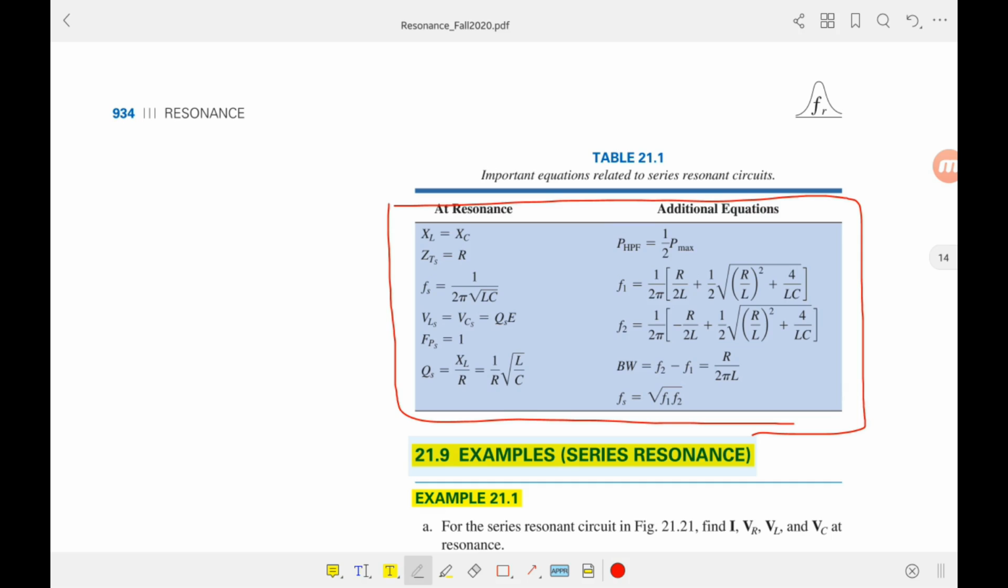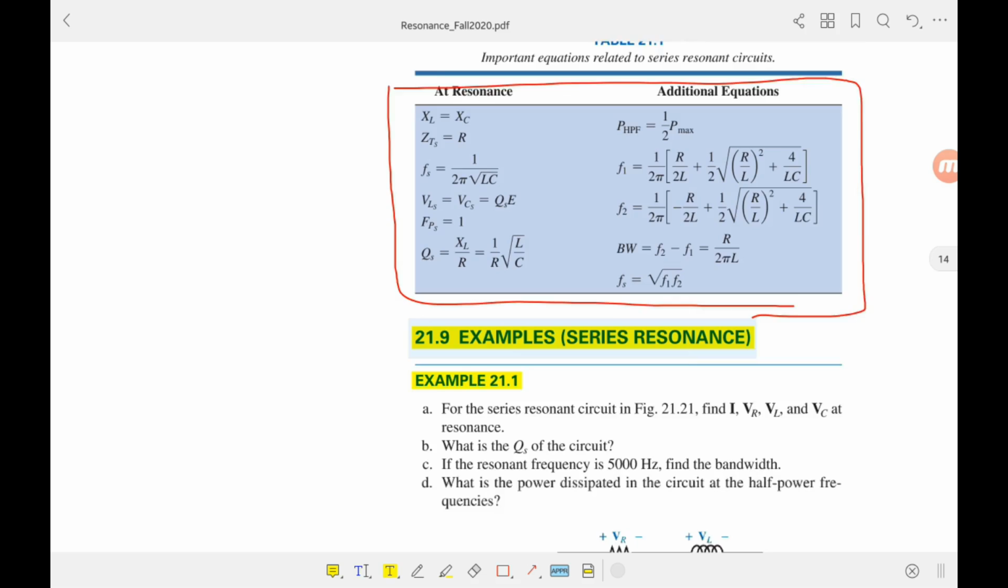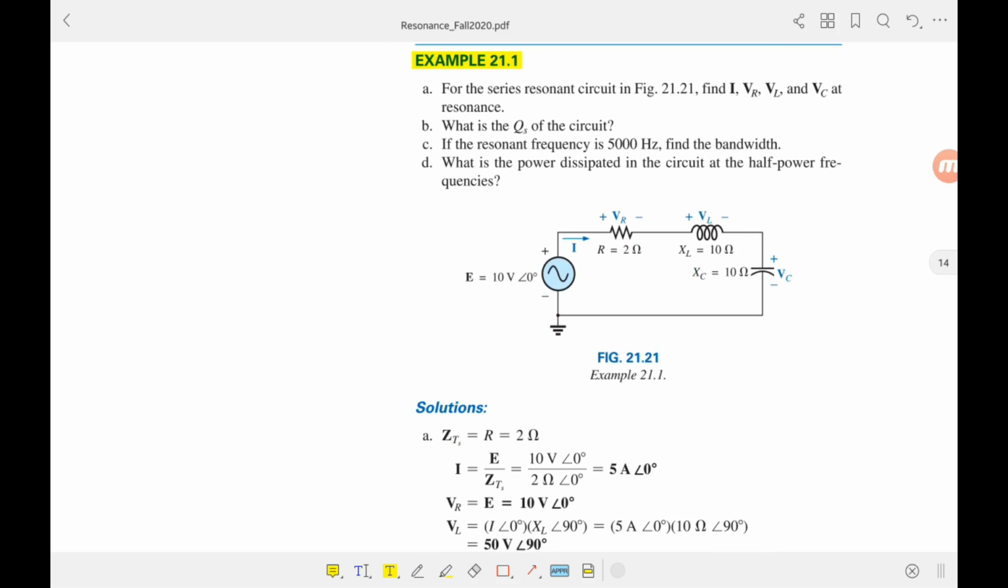Now we will focus on some examples. First of all, example 21.1. A series resonance circuit is given and some parameters are already given, for example R, XL, XC. In the first question you have to identify I, VR, VL, VC. Since this is a series resonance circuit, ZTS will be just R, that means 2 ohm, and then you can derive the expression I equal to E over ZTS.